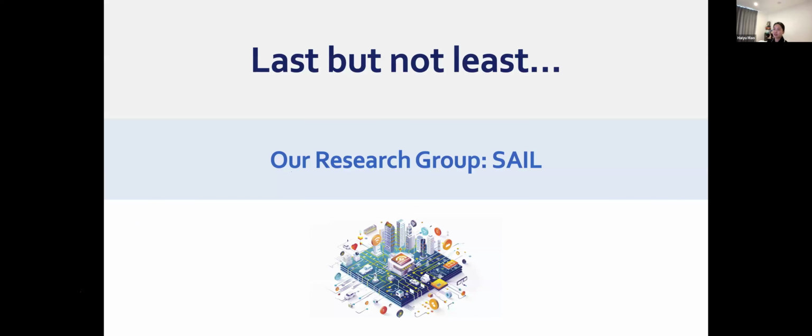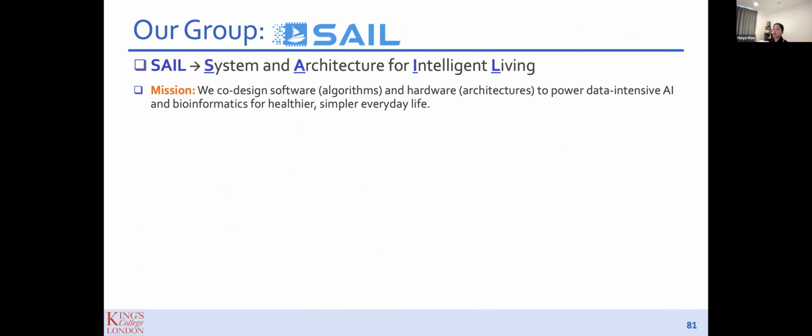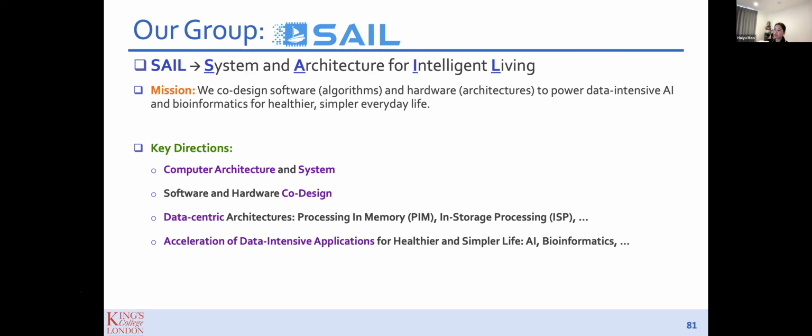Okay, last but not least, please allow me to introduce my new group, our research group called CEL, which is System and Architecture for Intelligent Living. Our mission is to co-design the software and hardware to power the data-intensive AI and bioinformatics for healthier and happier and simpler daily life. The key directions are computer architecture system, software hardware co-design, data-centric architectures, acceleration of data-intensive applications, emergent memory and storage technologies, and reliable architectures and systems.